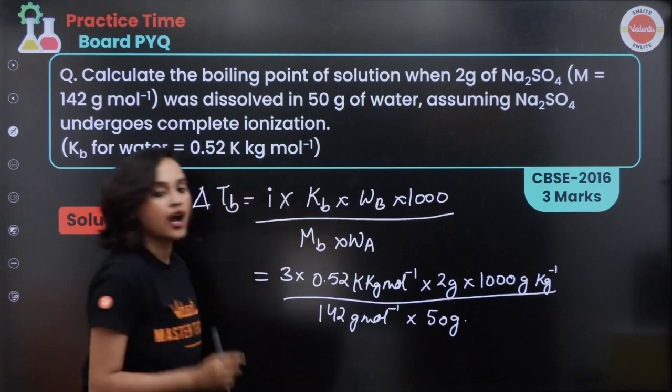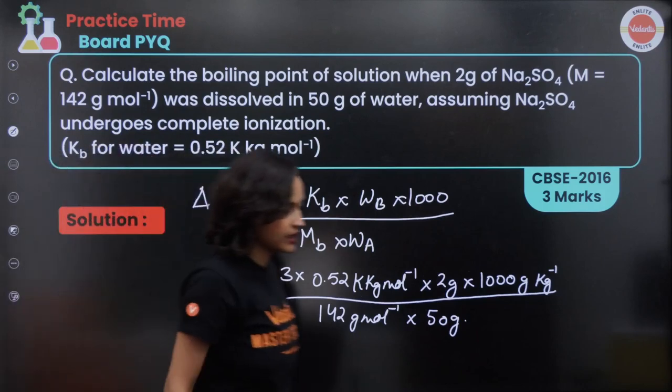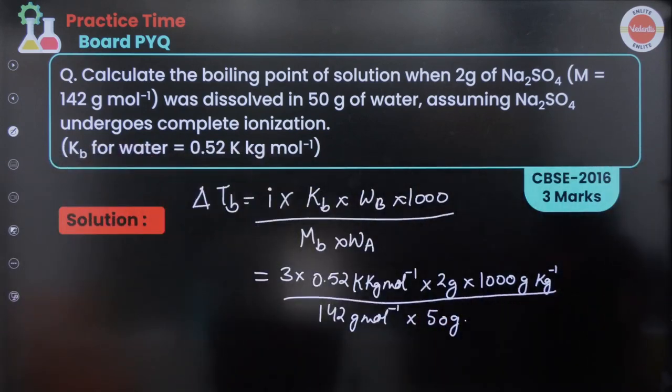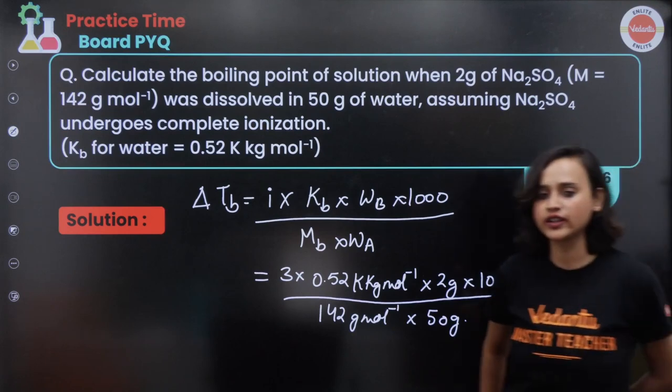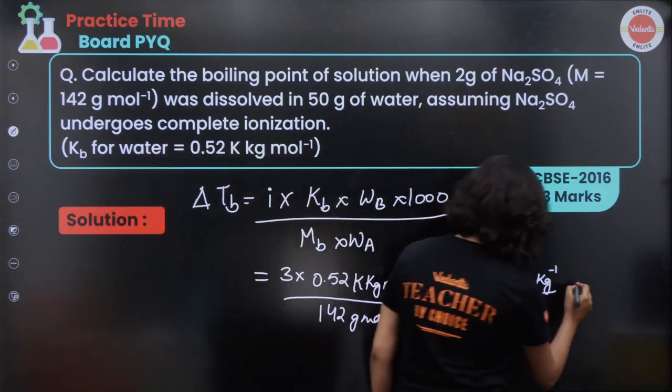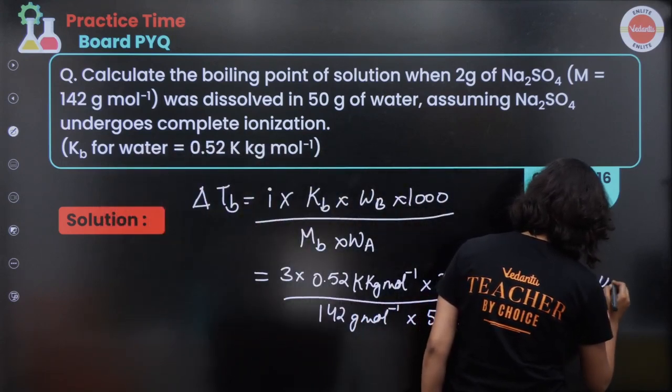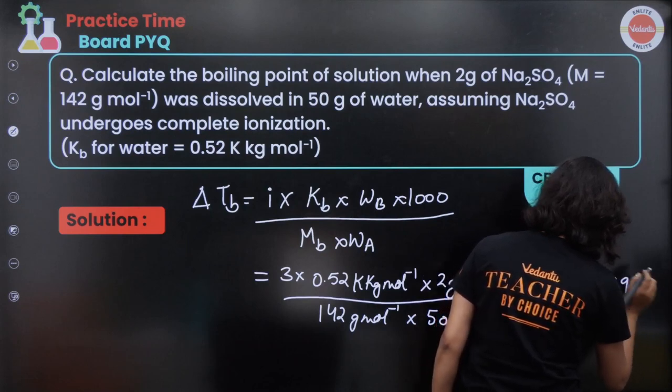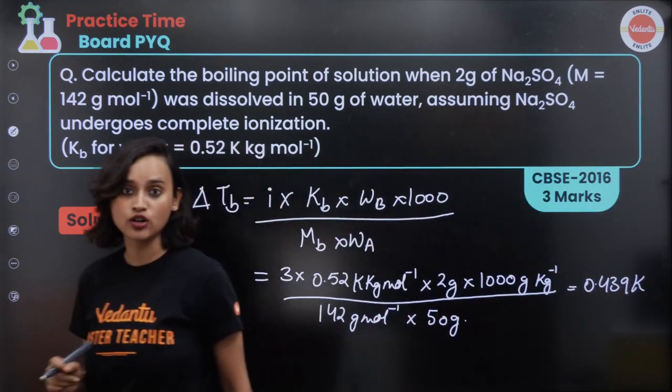All right. Now, let's calculate it. What will we get? Are you also getting this? 0.439 Kelvin. This is what I'm getting. Check it out if you are also getting this.